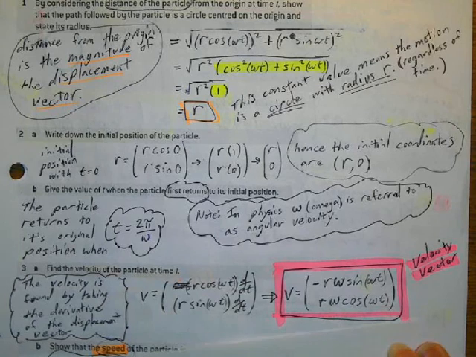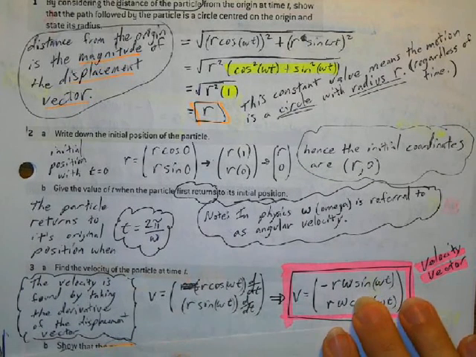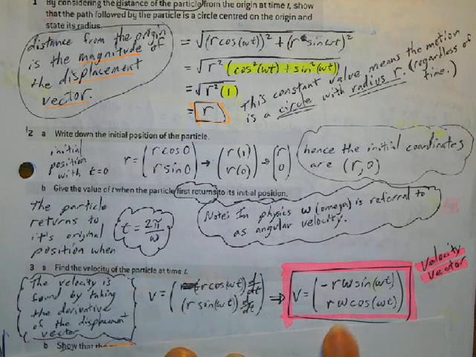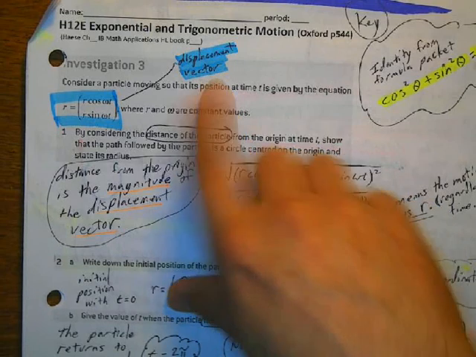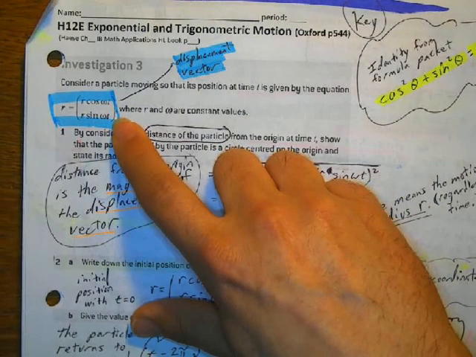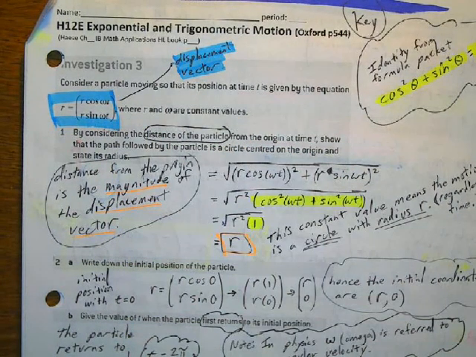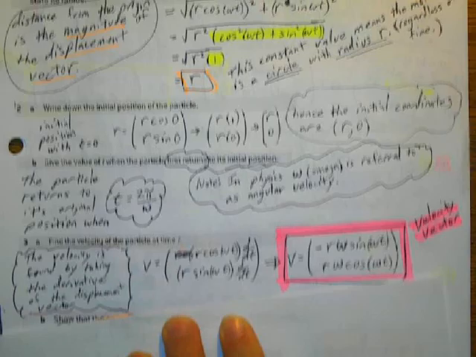Throughout this handout, I'm going to use some color coding. So when I'm talking about the velocity vector, I'm going to highlight it in pink always. If I'm talking about the displacement vector, I'm going to highlight the displacement vector in blue. Just wanted you to know my color coding for today's worksheet.